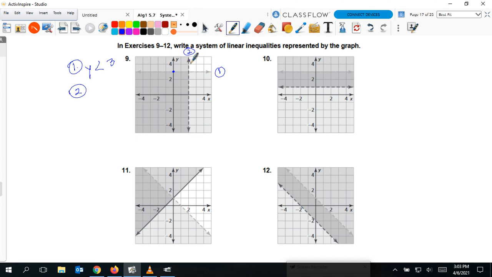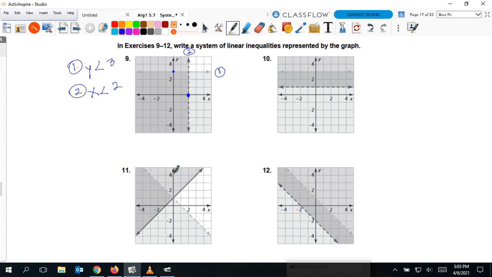Inequality 2, we can definitely see that one's dashed. It's going to be an x on this one because it's vertical. Where is it going through the x-axis? Right here at 2. So it's going to be 2. There's going to be an inequality between those two. The shading is not over here, it's on this side, so it's less than. This one's also less than, and it's a dash, so there is no equal to line. There's our system. That's the answer. Let's go ahead and do number 11.